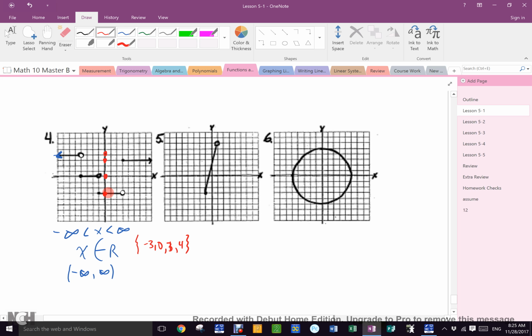If I ask you what is the x value when y is 7, is there one? No, because if I go up to 7, 5, 6, 7, there's 7. And you can see I have no inputs when my output is 7. All right?